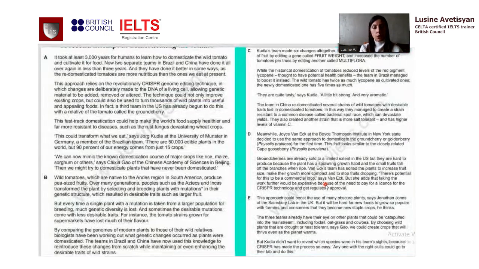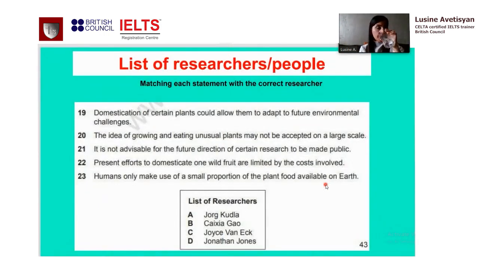Now let's move on. Sorry. List of researchers. Probably the last type of question activity today. Here we have got a list of researchers, people, professors, any kind of list of people, where we need to match them with the statement given. Here we have got 5 statements, we have got 4 people. Understandably, the letters will be repeated. They will come more than once.